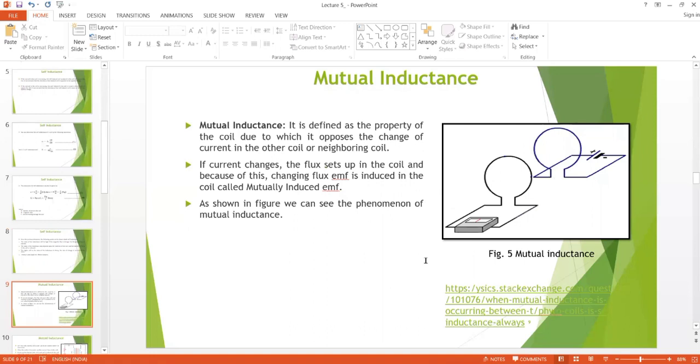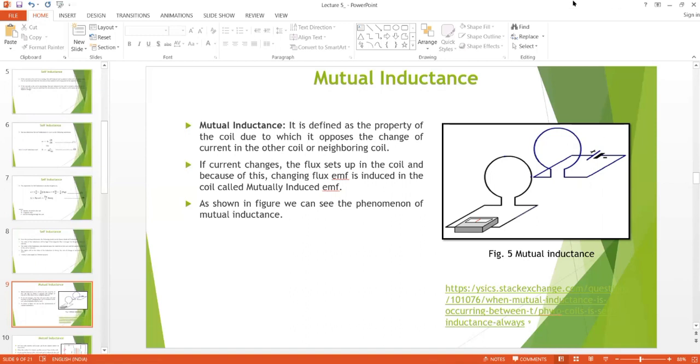So let's talk about mutual inductance. Now we're talking about two inductance coils, not one inductance coil. It is defined as the property of the coil by which it opposes the change of current in another coil. Please remember, it opposes the change of current in the another coil or the neighboring coil. Now, it depends on how it is placed. It is placed adjacent, on the neighboring coil.